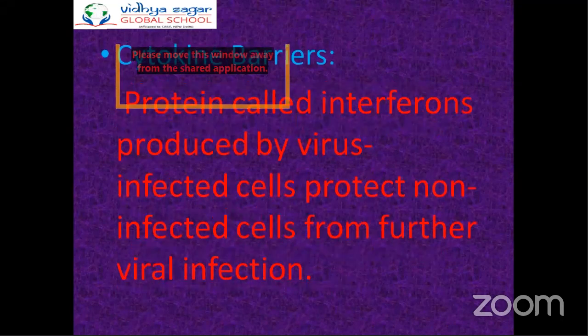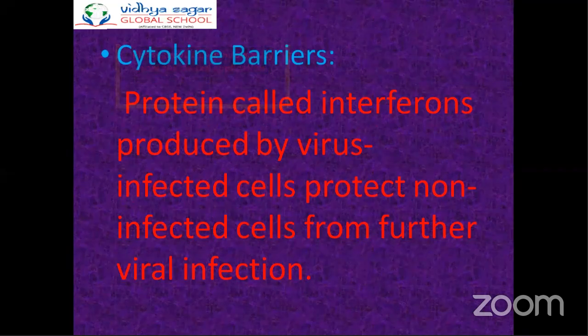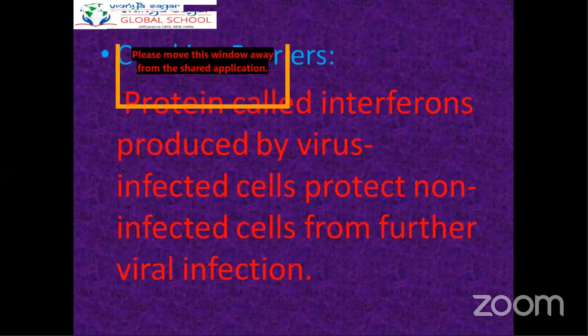The fourth type of innate immunity is cytokine barriers. Here we have a protein called interferons. This protein is produced by virus-infected cells. It protects the non-infected cells from further viral infections. The protein produced by the virus-infected cells stops further infection. So under innate immunity, four different barriers are there: physical, physiological, cellular, and cytokine barriers.